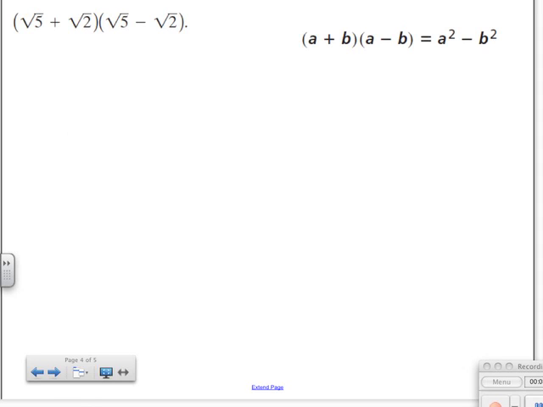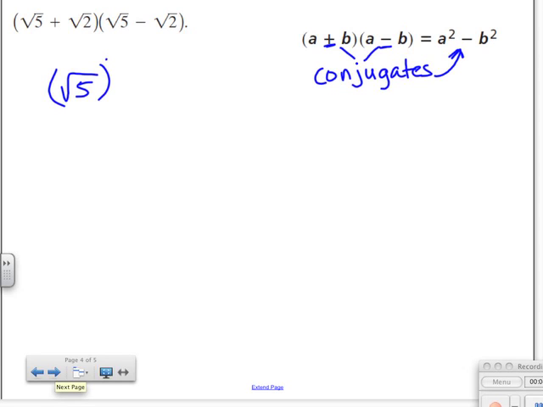Taking that a little bit further, when you have the square root of 5 plus the square root of 2 and the square root of 5 minus the square root of 2, those are called conjugates of each other. And so when you have one plus and one minus, we learned earlier that those are the difference of two squares. So these two conjugates can be separated into a difference of 2 squares when you multiply those out. What that means is that this becomes the square root of 5 squared minus the square root of 2 squared, using that idea over there.